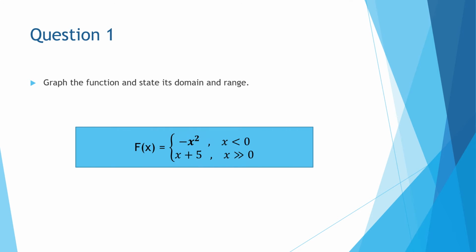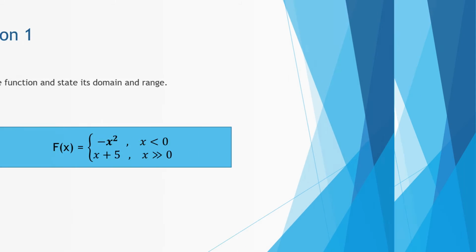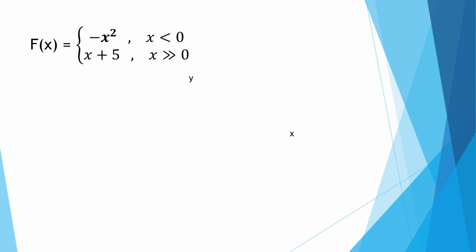As you can see, the question given is f(x) equals negative x squared when x is less than 0, and x plus 5 when x is greater than or equal to 0. If we look at it, the question is a piecewise equation. So we need to divide it one by one to sketch the graph. So let's go to the first equation.